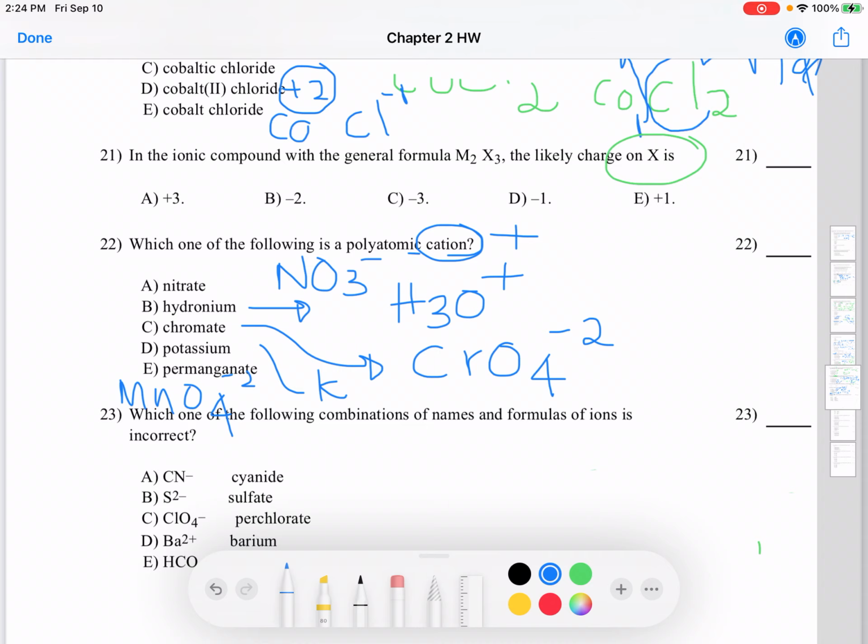There are very few cations. Hydronium is one, and then you will see the ammonium ion is another one, and I think mercury also has a positive charge, one of the cations. So you can refer to that in the handout. Okay, so the correct answer for that would be hydronium.